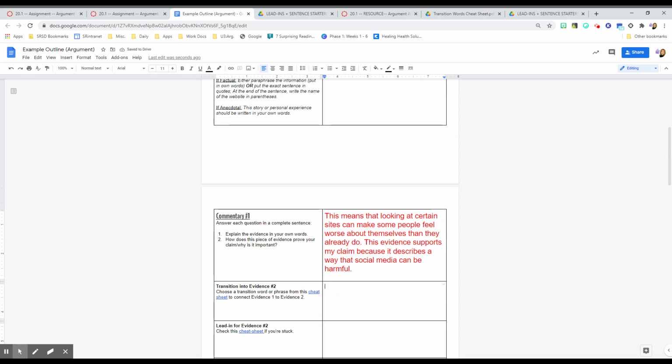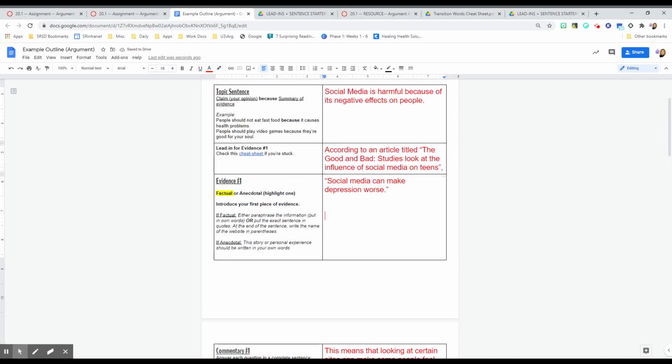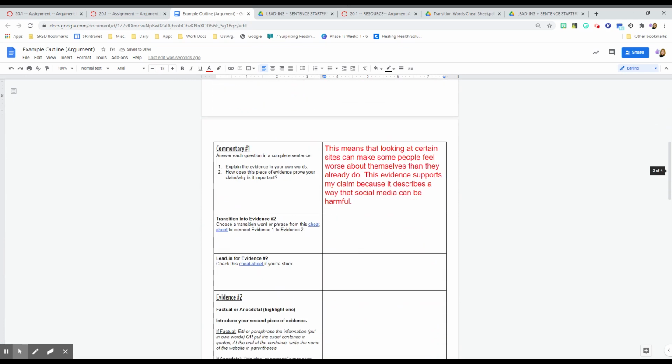Okay. So we're going to go ahead and real quick check out this lead in and transition portion just because we didn't necessarily touch base on it in class. And I want to make sure that we are all on the same page here. So we're going to look at this transition to evidence 2. And then we're going to check out our lead in.